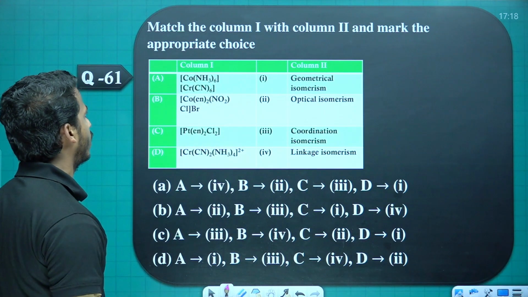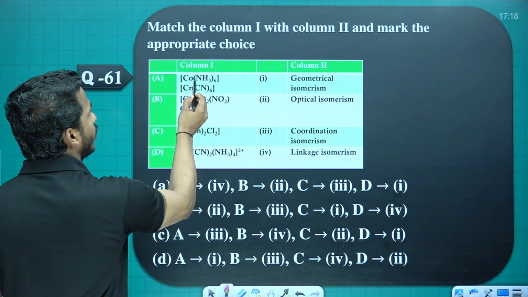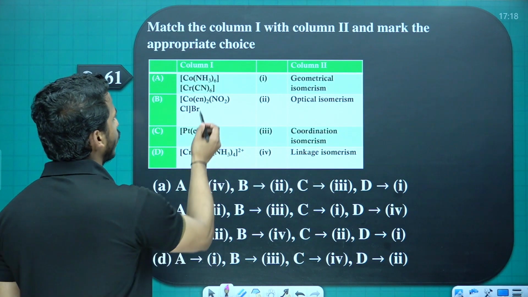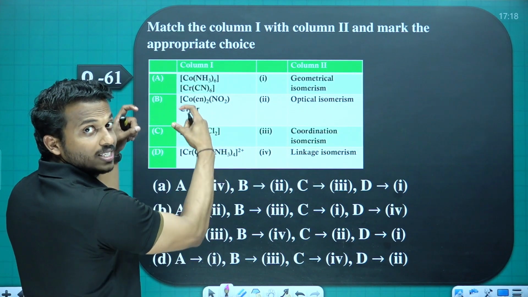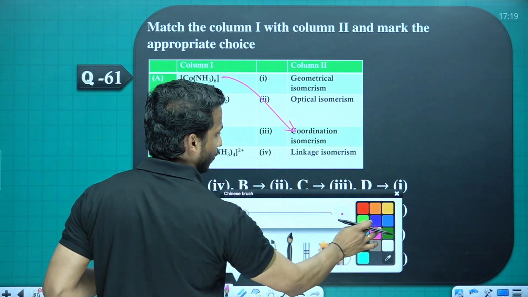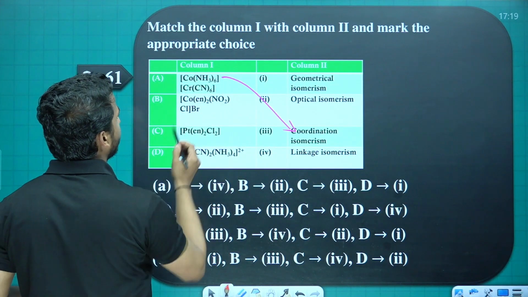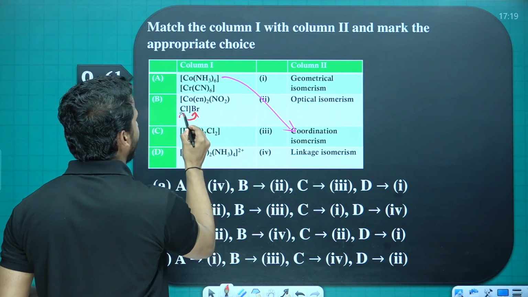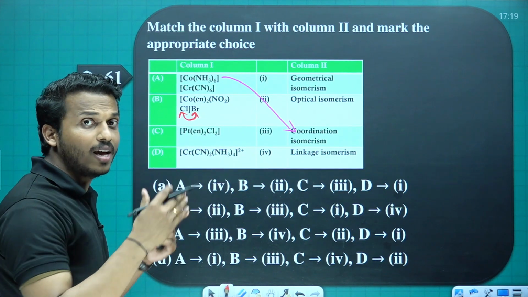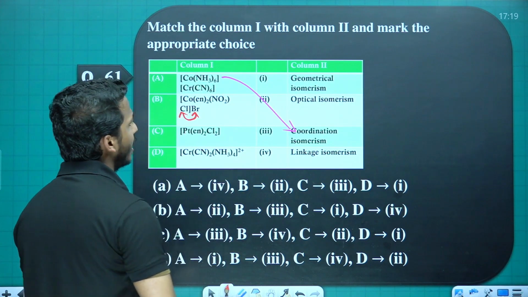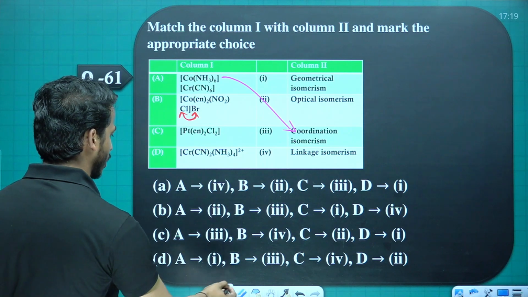Match column 1 with column 2. All of you carefully notice. This column 1, which isomerism is this? You can clearly notice that two coordination spheres are given. Two coordination spheres mean coordination isomerism. Then the second one, NO2, Cl, Br is given. You know Cl and Br can interchange, right? They can show ionization isomerism. But ionization isomerism I think is not given here.